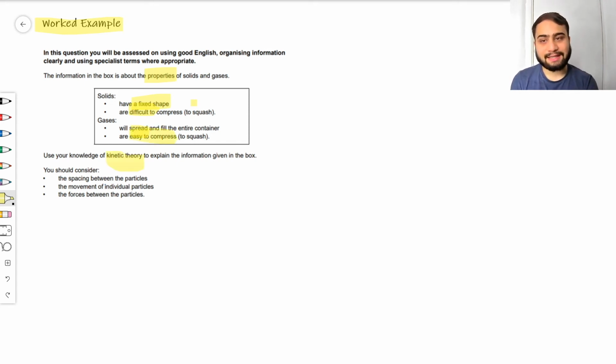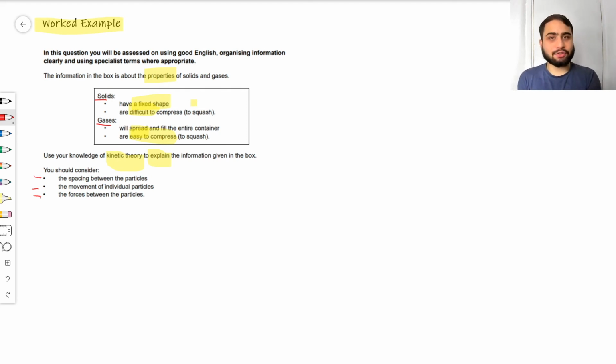Use your knowledge of kinetic theory to explain the information given in the box. You should consider the spacing between particles, the movement of individual particles, and the forces between the particles. These 3 prompts actually give us exactly how we need to structure our answer. Remember, this is a 6 marker, which means that we need to make 6 key points. We're looking at solids and gases here, so if we divide 6 by 2, we get 3 points for each of them. So we're looking at the spacing between particles in solids and gases, the movement of individual particles in solids and gases, and the forces between particles in solids and gases.